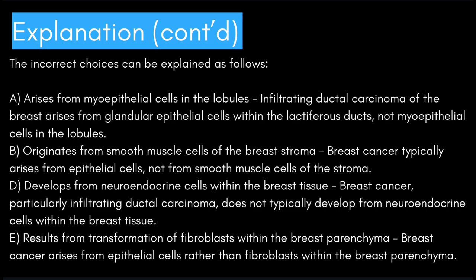Develops from neuroendocrine cells within the breast tissue. Breast cancer, particularly infiltrating ductal carcinoma, does not typically develop from neuroendocrine cells within the breast tissue. Results from transformation of fibroblasts within the breast parenchyma. Breast cancer arises from epithelial cells rather than fibroblasts within the breast parenchyma.